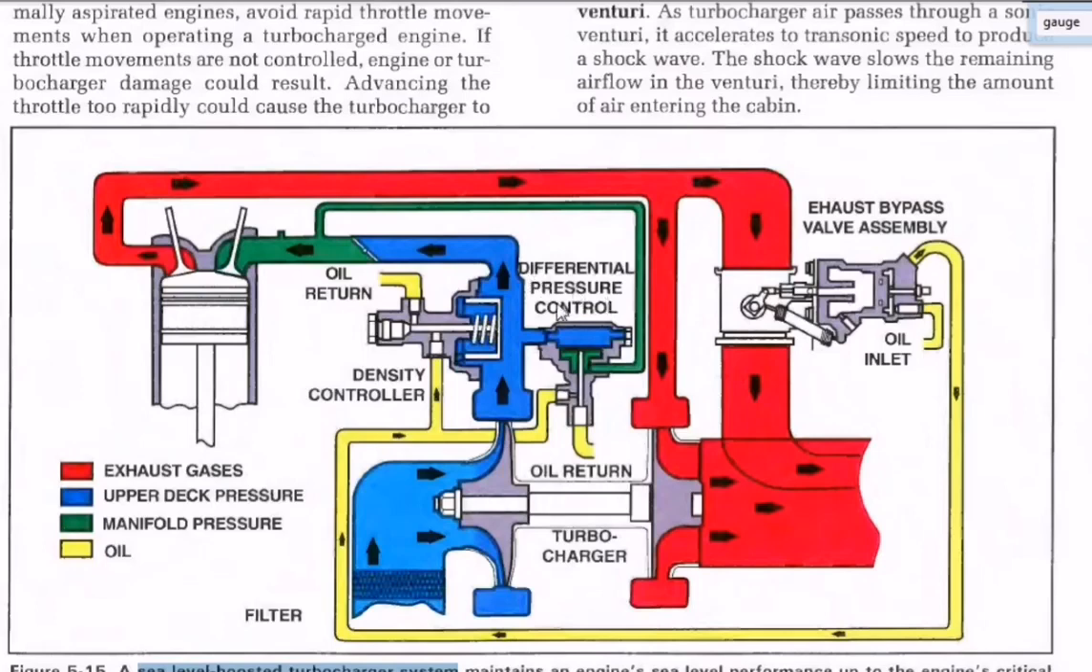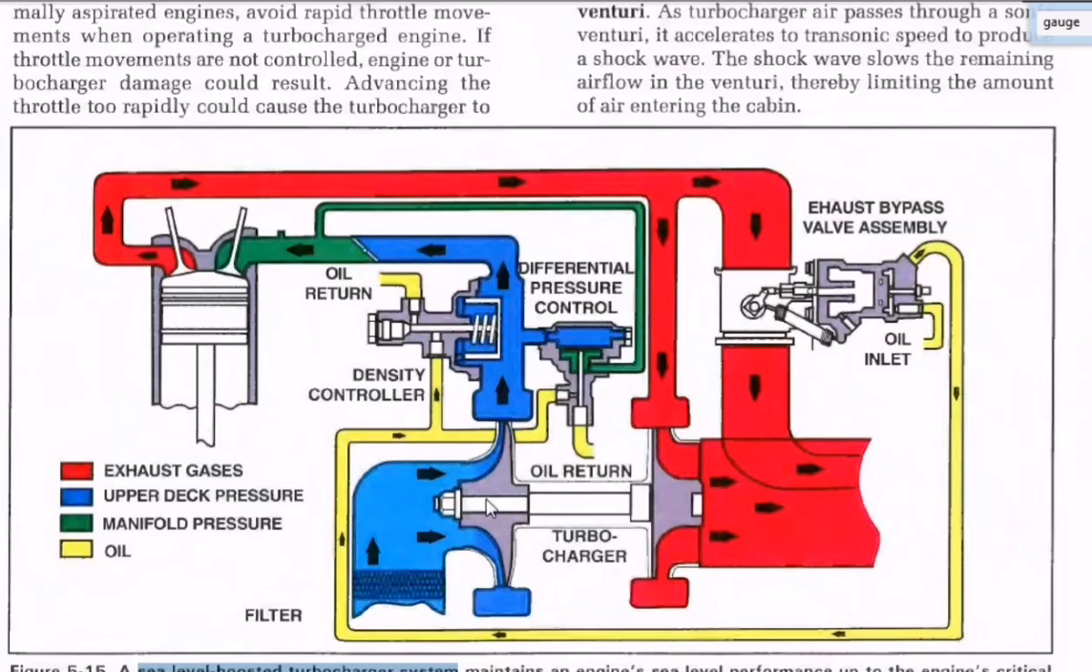So the differential pressure control is measuring the upper deck pressure with respect to the manifold pressure. Jadi kalau manifold pressure tu maintain 14.7 psi, upper deck ni akan terlalu tinggi. Bila upper deck terlalu tinggi, manifold pressure maintain 14.7. So ni ada diaphragm ni. Diaphragm ni akan tekan ke bawah. Tekan ke bawah, needle valve ada kat sini. So this needle valve akan tertekan ke bawah dan dia akan buka oil. Kalau needle valve naik ke atas, dia tutup oil. Jadi bila tutup oil, pressure naiklah. Kalau dia buka oil, maksudnya no more pressure here. No more oil pressure build up at the actuator of the wastegate. So wastegate will open.